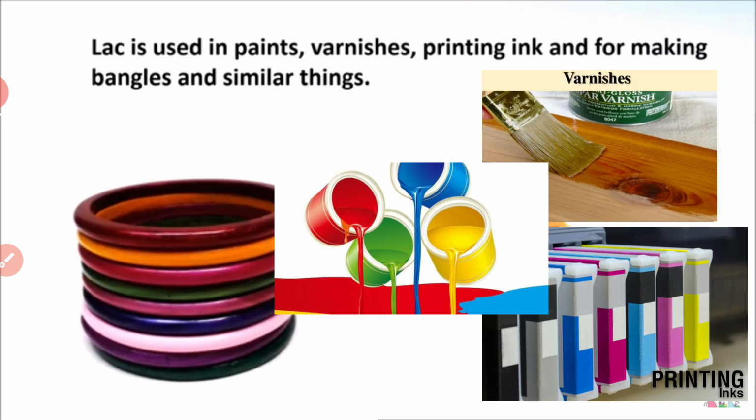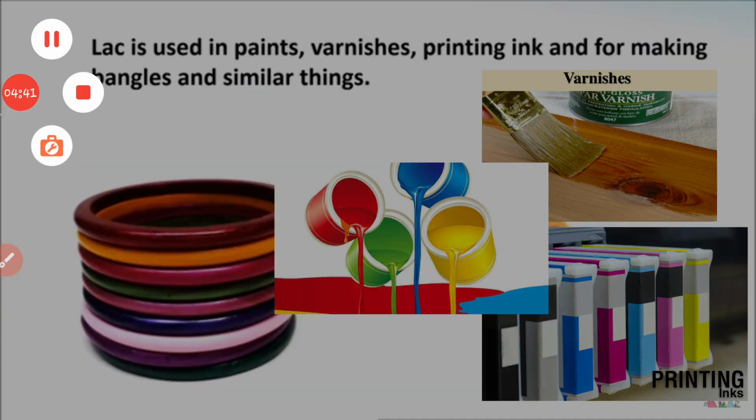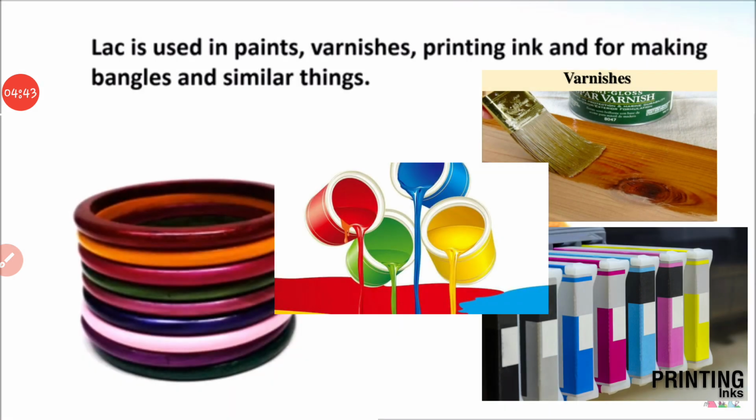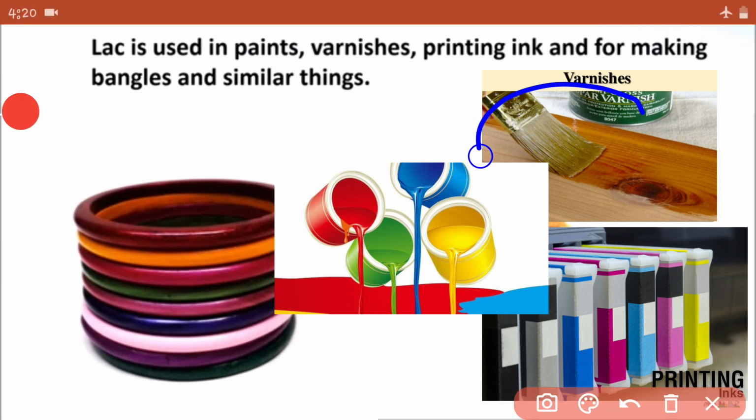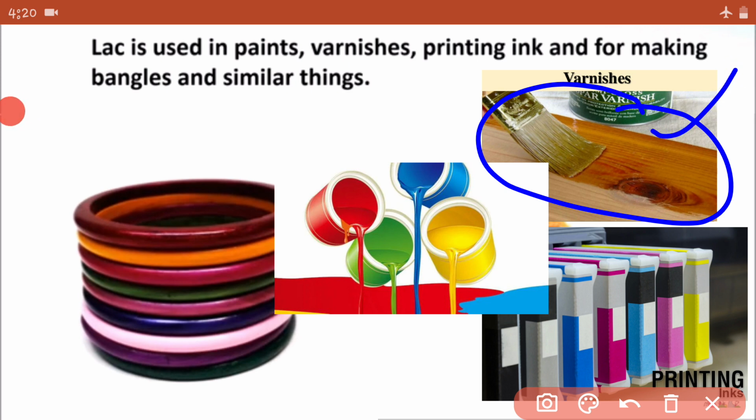Varnishes are basically those polishes which give shine on the wood and protect the wood, right? You can see here in this picture, varnish is basically a shiny material which we use to polish the wood, like paint.